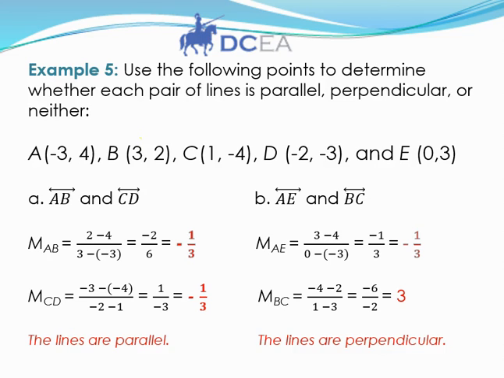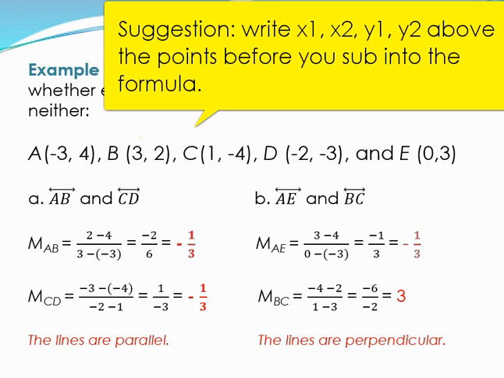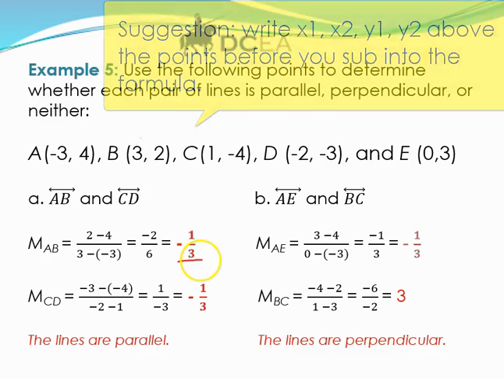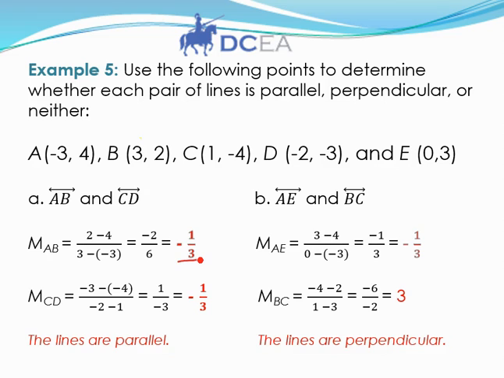So example 5, use the following points to determine whether each pair of lines is parallel, perpendicular, or neither. So let's look at, say, lines AB and CD. We're going to use the slope formula for both. And with line AB, we have points -3 and 4, and 3 and 2. So we go ahead and use those points and substitute them into the slope formula, and we solve and find that we have a slope of -1/3.